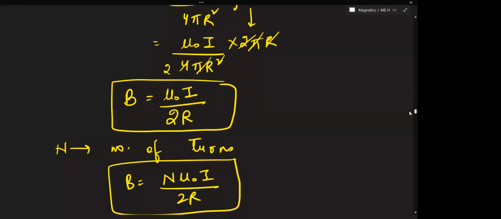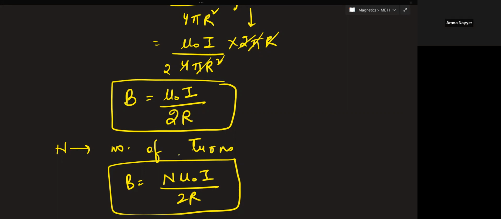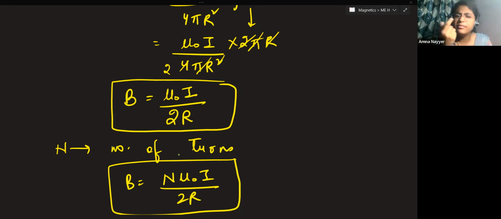Ma'am, do we have to mention the number of turns in the exam? Yes, yes. In the derivation, if it comes, you have to mention it. If it is in question form and the number of turns is not given, then you will directly use B is equal to mu naught I divided by 2r. In the exam, you will show it if n number of turns are there.